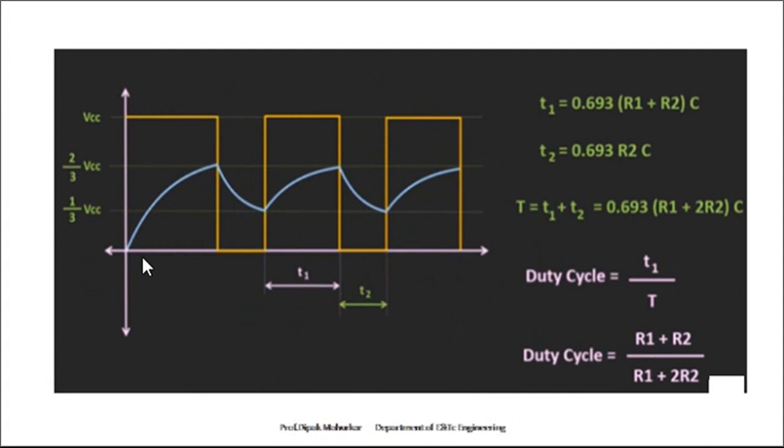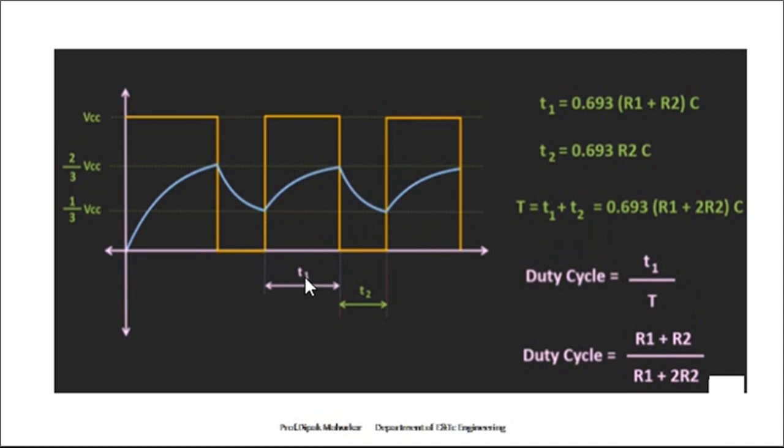In one line you can call it like this diagram. The capacitor's initial case is total nil condition, then it starts charging from 0 volt up to 2 by 3 VCC. At that time the voltage at the output is VCC. Whenever the capacitor starts discharging, the output is off, meaning 0. Again it starts charging, so the output is VCC, like this.